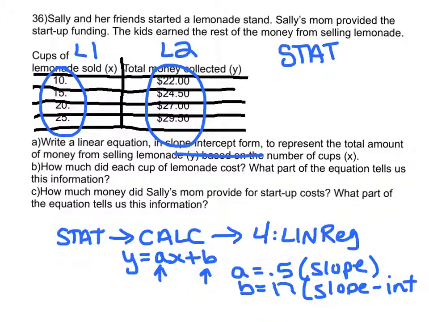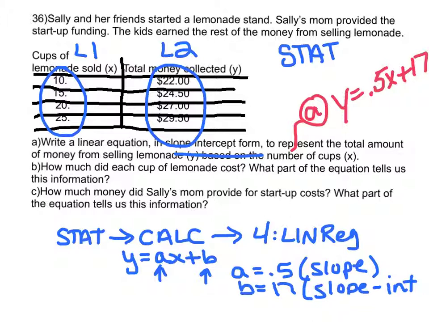So in part A, where it's asking you to write it in slope-intercept form, I'll put answer A right here. It's going to be y equals 0.5x plus 17. So you let the calculator do that work for you.